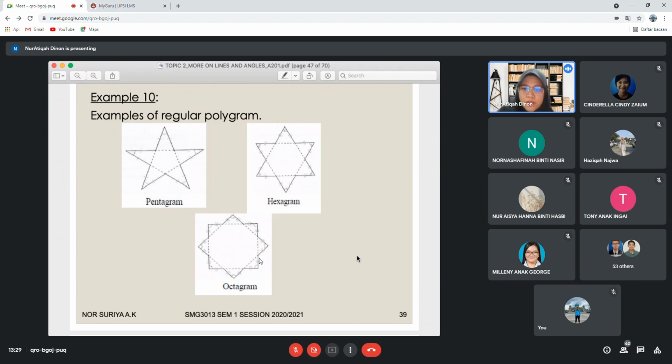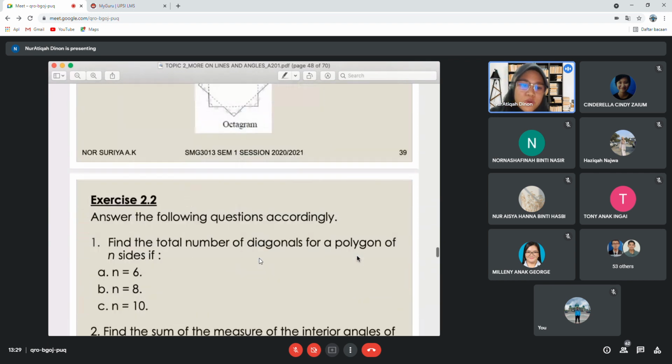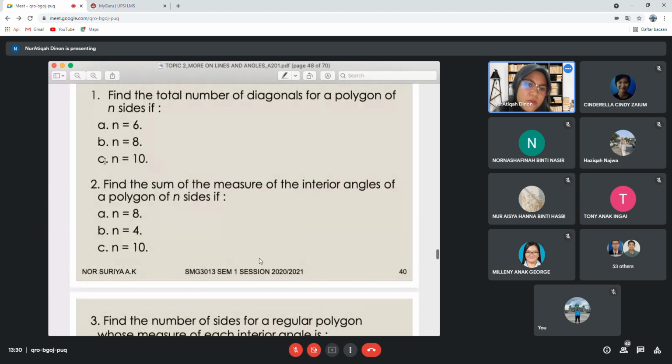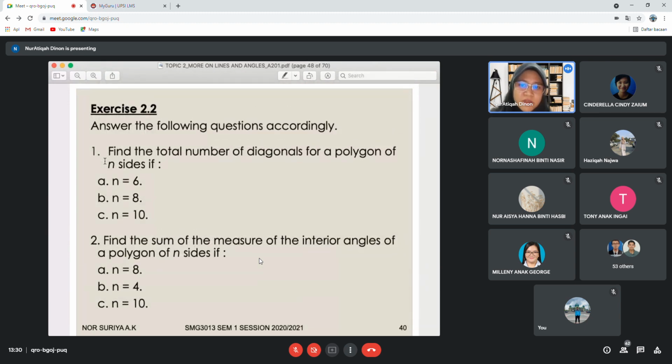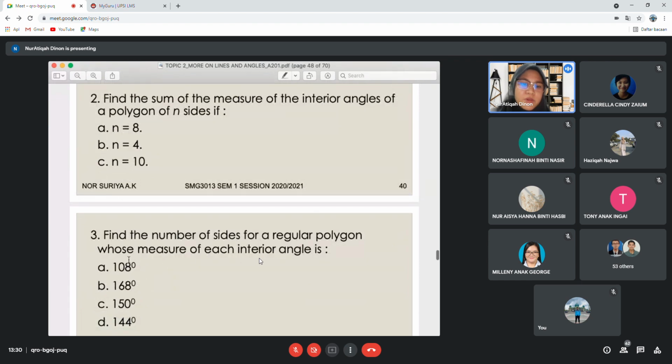If you don't have any question, I want you to find a paper or any book, anything you can write on. I want you to do exercise 2.2. There are 3 questions, 1, 2, and 3. The first question, find the total number of diagonals for a polygon of n sides if n equals 6, 8, and 10. Number 2, find the sum of the measures of the interior angles of a polygon of n sides if n equals 8, 4, and 10. Number 3, find the number of sides for a regular polygon whose measure of each interior angle is 108, 168, 150, and 144 degrees.